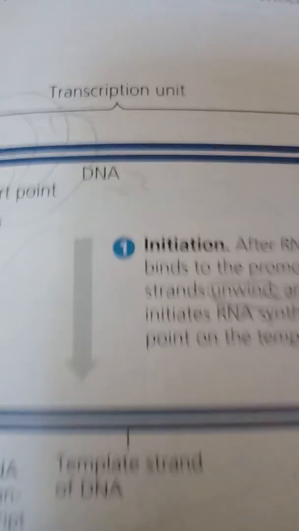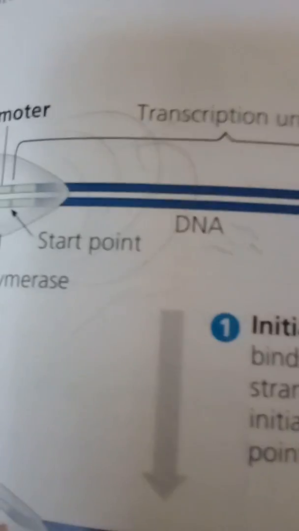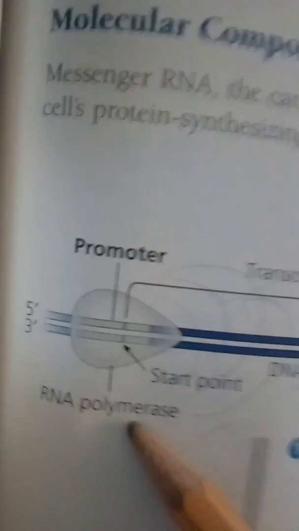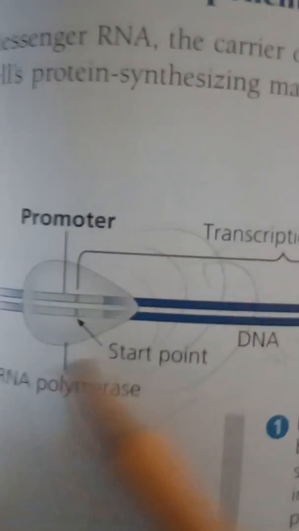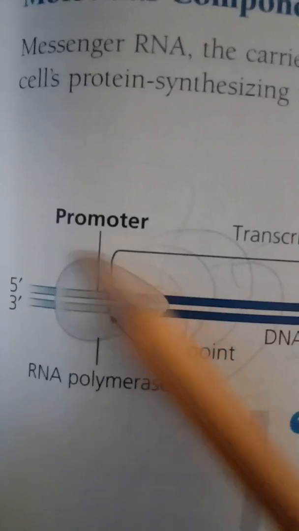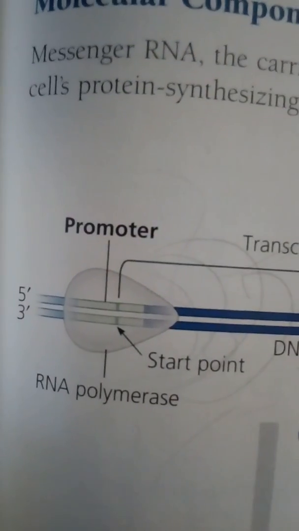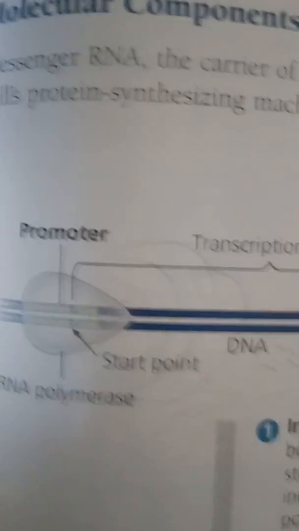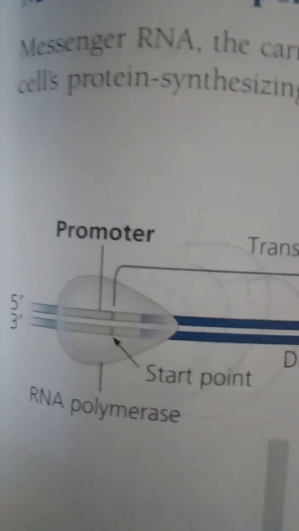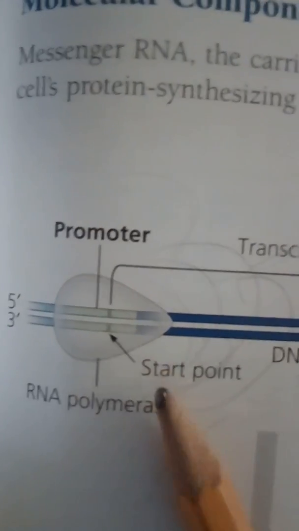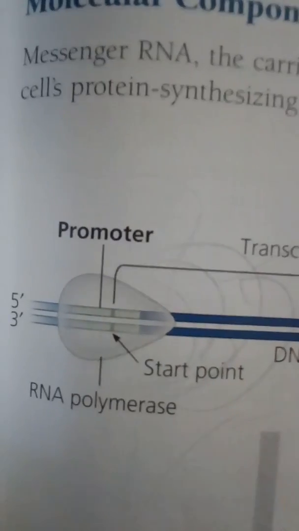Back to transcription, the promoter and terminator. Notice also the molecular components of transcription. First one here, initiation. This stage, this one is the promoter. Initiation: after RNA polymerase binds to the promoter, the DNA strands unwind and the polymerase initiates RNA synthesis at the start point on the template strand.